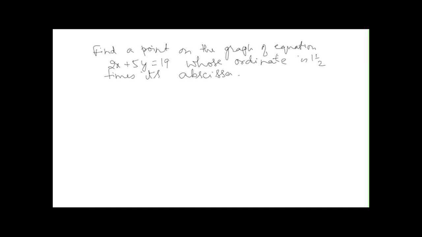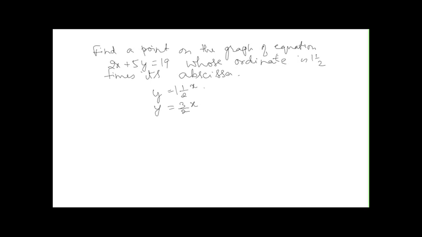The equation is 2x plus 5y equal to 19. So y equal to 1.5x, right? Yes, ma'am. So 1.5 means 3 by 2 x.